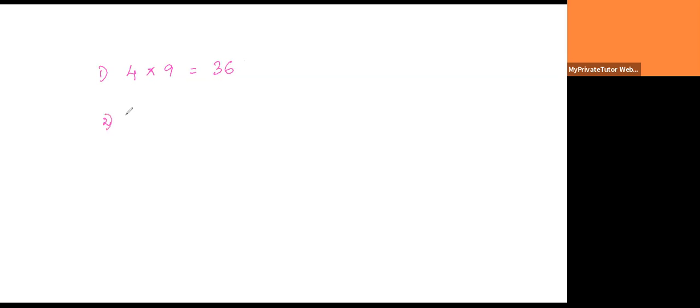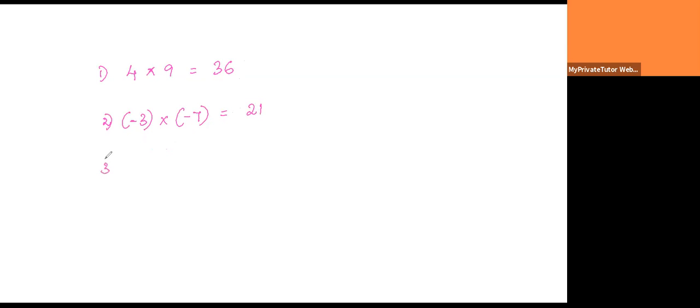What if we have negative numbers? Minus 3 times minus 7. You can see both are negative numbers. If you multiply, we'll get 21, because minus of minus becomes plus. So plus 21, because both the numbers are negative here.